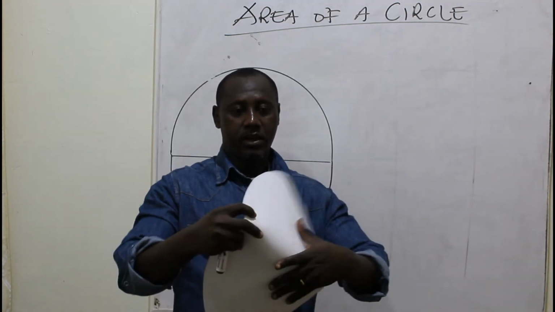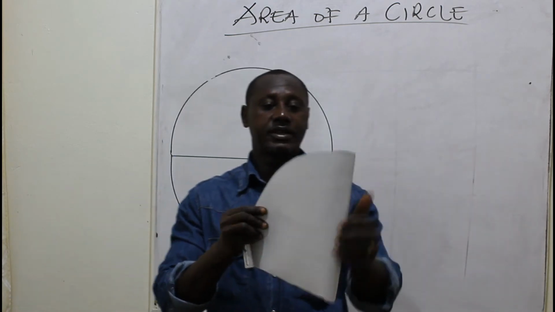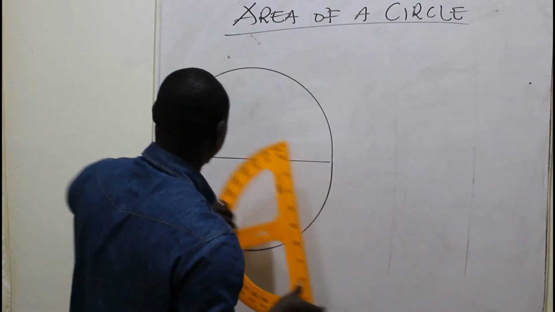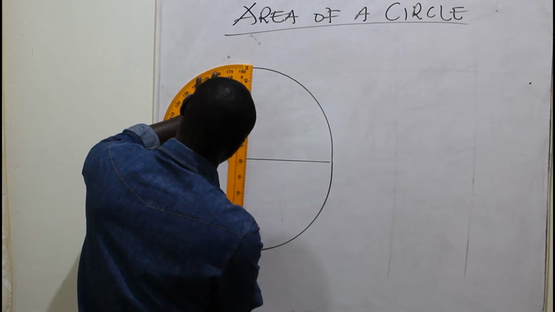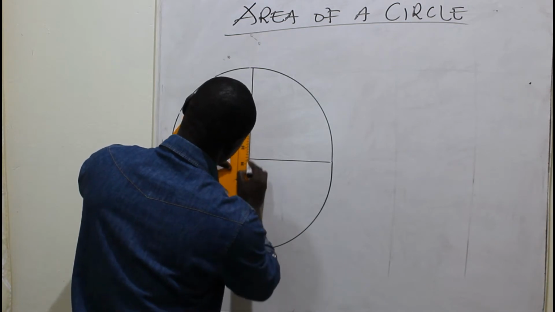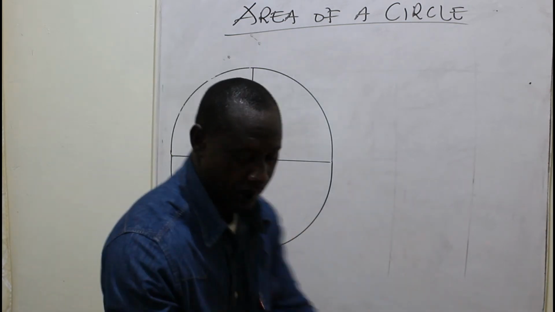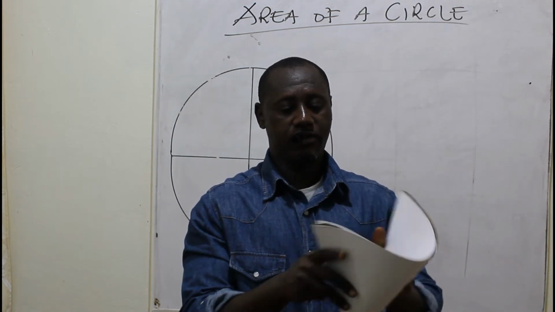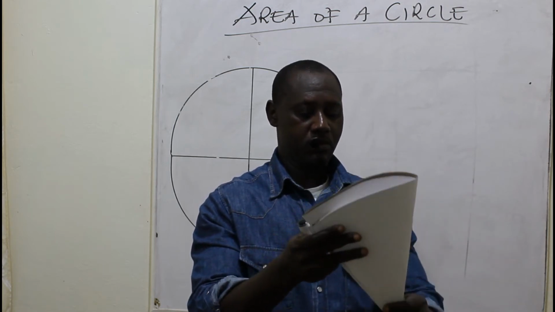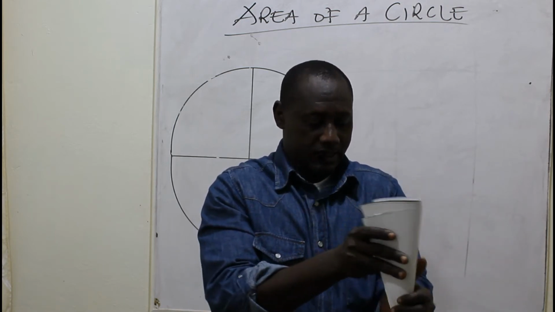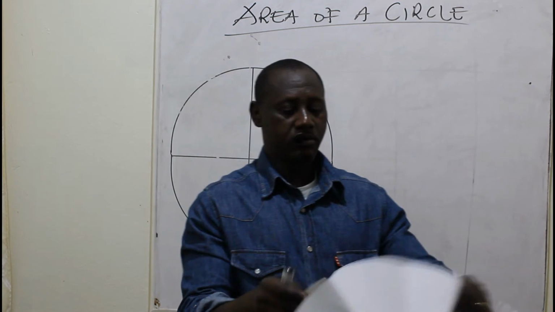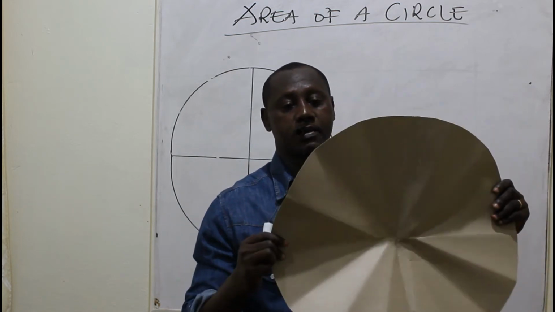Then they fold them into quarters. So you have it in this way. So here you're also going to have it in this way. They also fold it again into eighths. They also fold it again into 16ths, like this. So if you open, you're going to get something like this.